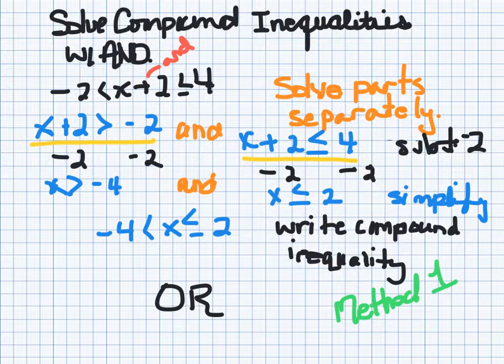What I've done is I've reversed this right here. So I have x plus 2. I switched my sign and put my negative 2 here. Here I had negative 2 is less than x plus 2. I switched it up to say x plus 2 is greater than negative 2. It's the same thing, I just changed the order.